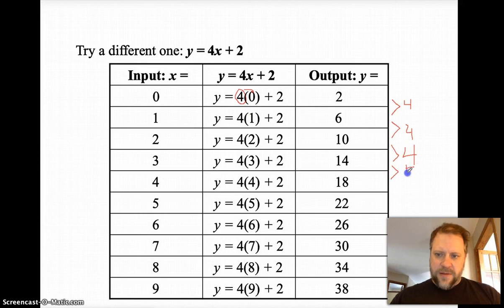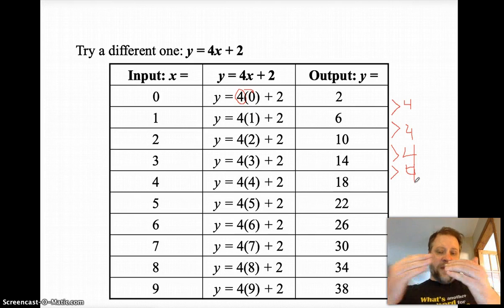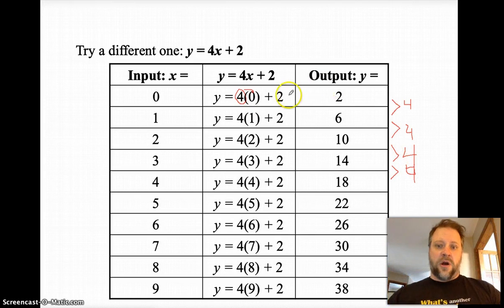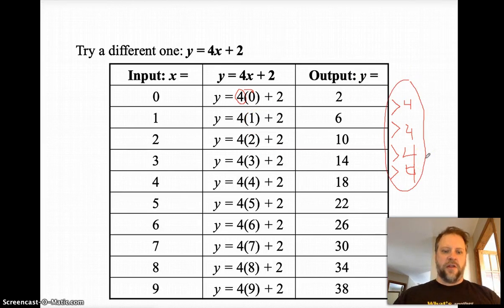So it's going up by 4, by 4, by 4. Now, but the answers are always 2 bigger than that 4 times. But this right here, this is the key, because this can be used, in fact, to work the other direction. And let's look at an example of that.